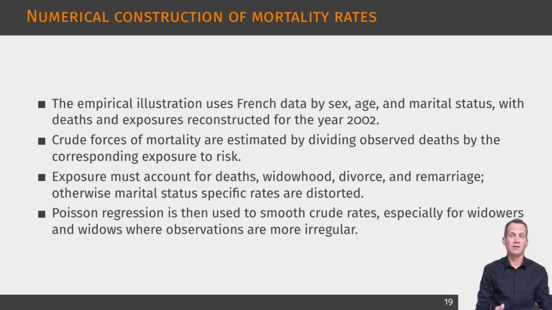The difficulty is the construction of the exposure. For married men, for example, exposure must be reduced not only by deaths among married men, but also by cases where the wife dies and the man becomes a widower, and by divorces. If these exits were ignored, the denominator would be wrong and the estimated married mortality rates would be distorted. For widows and widowers, remarriage must also be accounted for, because remarriage removes the individual from the widowed state.